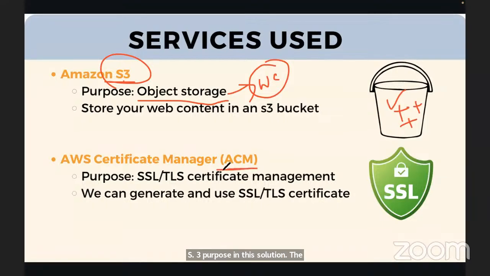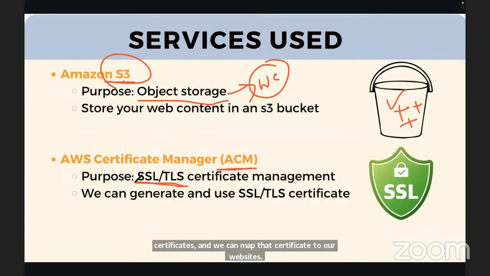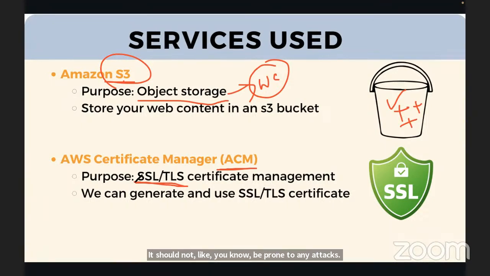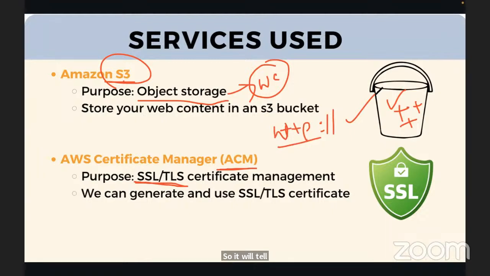The second service we are going to use is ACM, which stands for AWS Certificate Manager. With the help of this service, we can generate SSL or TLS certificates, and we can map that certificate to our websites. The advantage is security, for whatever website we are delivering. It should not be prone to any attacks, so all content should be encrypted end to end. Whenever you observe any website with the HTTP protocol, it will tell you it's not secure. You will get such warnings, and we should not get such warnings for our website. So we are going to implement HTTPS. For that, we need a certificate, and we are going to get that certificate from the ACM service.